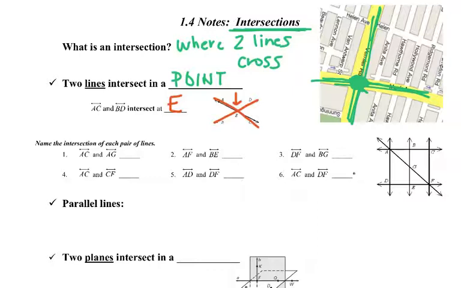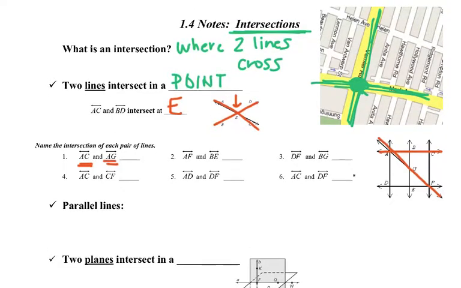So here we have a picture with lots of lines on it, and we're going to give you two lines, and we're just going to say where do they cross? AC and AG. So you can just trace those. There's AC, there's AG. Where do those two lines cross? Well, they cross at point A. Okay. The next one here, AF and BE.